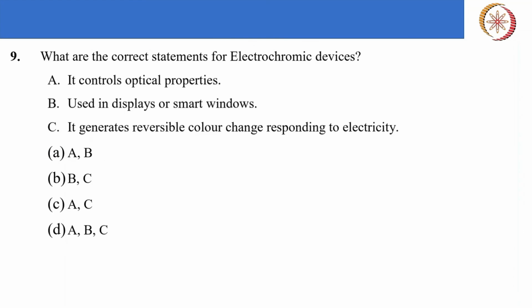Okay. So what are the correct statements for an electrochromic device? A, it controls optical properties, used in display or smart window. B, it generates reversible color change responding to electricity. Option A is A and B, option B is B and C, option C is A and C, and D is A, B, C, all of the above.